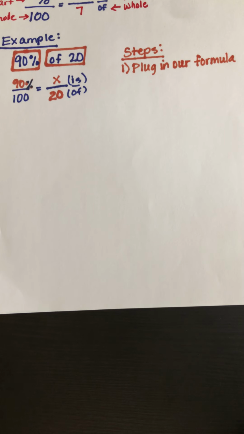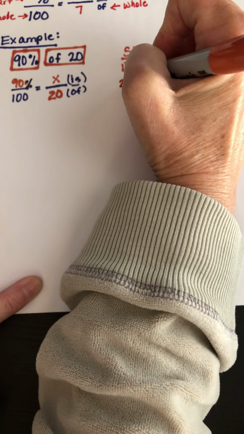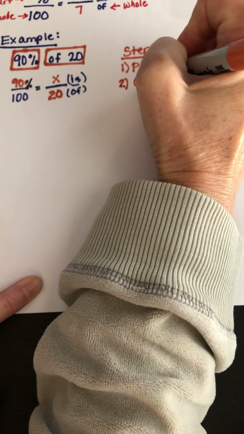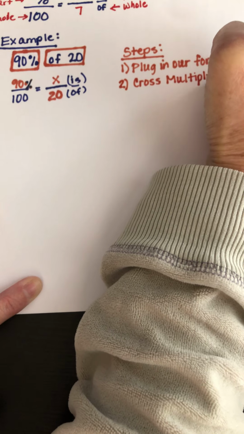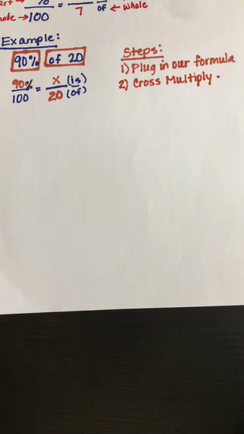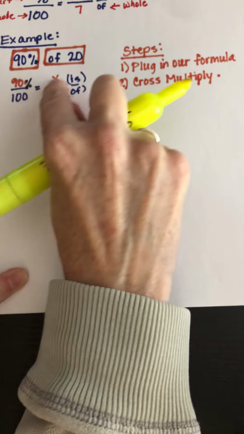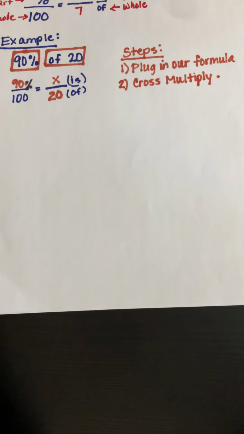The second step we're going to do is cross multiply. So when I'm asking you to cross multiply, I'm looking at what numbers I see that I can multiply. Well, I have my 100 and my x. I can't multiply that because I don't have a number for my x yet.